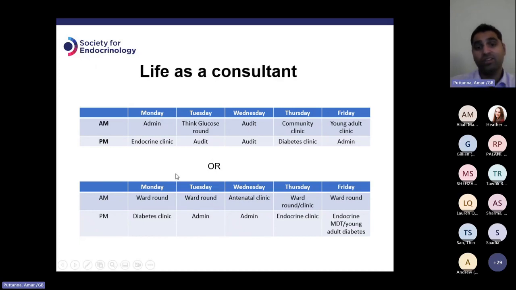Either one was fine. I preferred, obviously, the top one because it gives me time and more of the research side of things. But again, things change over time and you do different things. So that was where I started as a consultant.